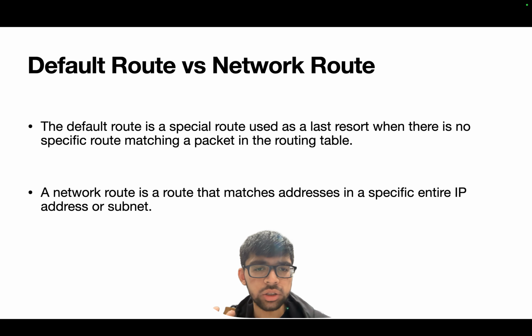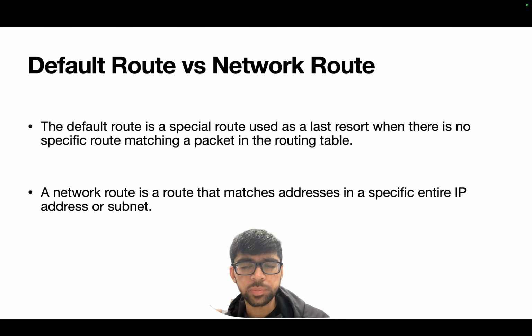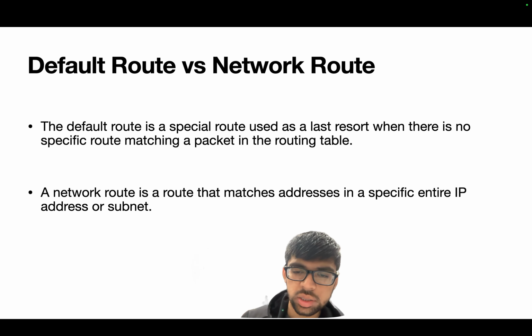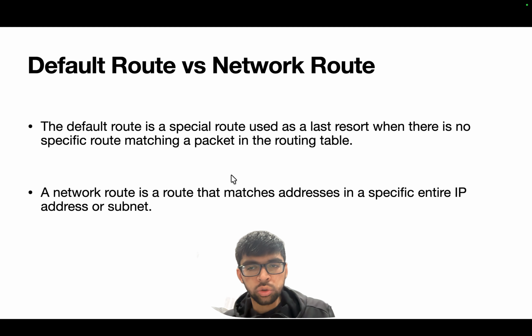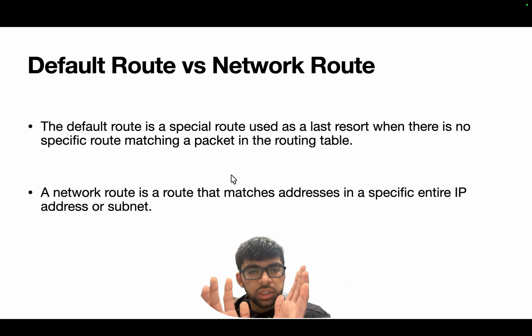And a network route is a route that matches addresses in a specific entire IP address, or a specific entire IP address range, or subnet. So the default route is basically last resort. You've got no route that's matching that packet that you have.